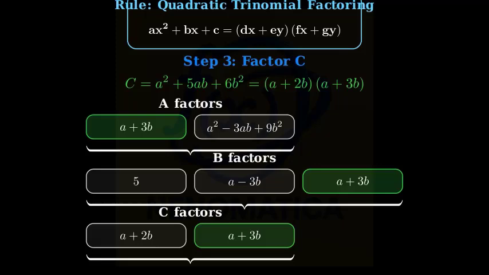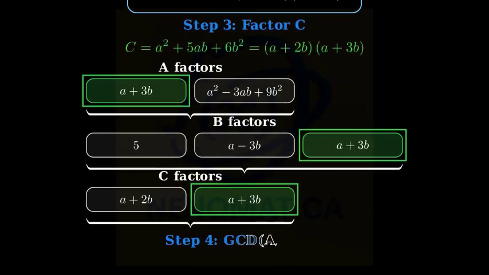Step 4. The greatest common divisor is the product of all common factors with the smallest powers across a, b, and c. Here, the only common factor is a plus 3b. So the greatest common divisor of a, b, and c equals a plus 3b.